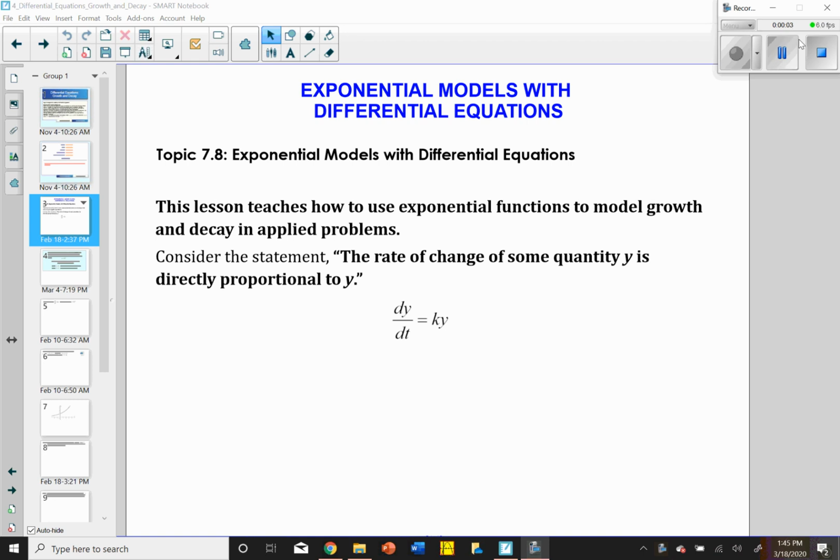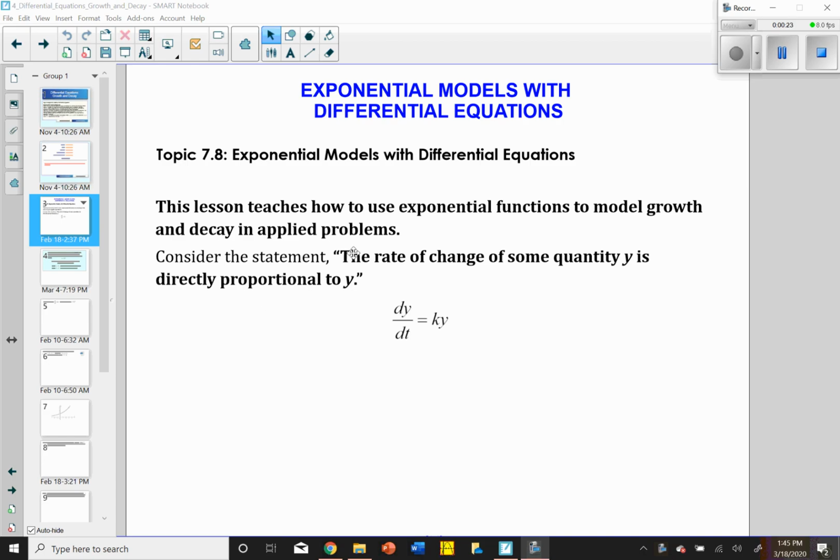Okay, our last lesson in Unit 7 is application problems using exponential models with differential equations. One of the things that we're going to see is a little shortcut. So the lesson's going to teach us how to use exponential functions to model growth and decay in applied problems.